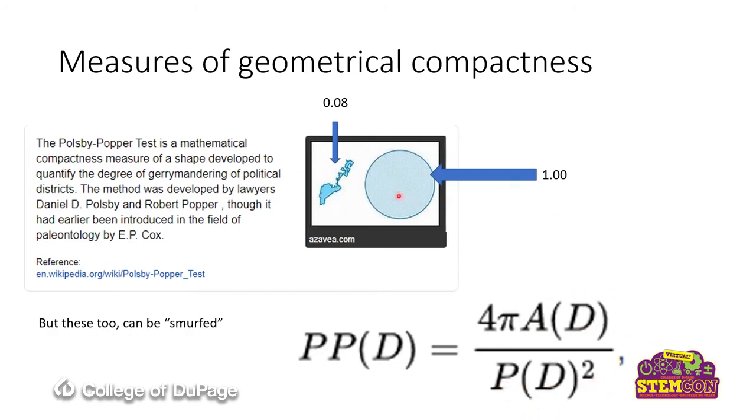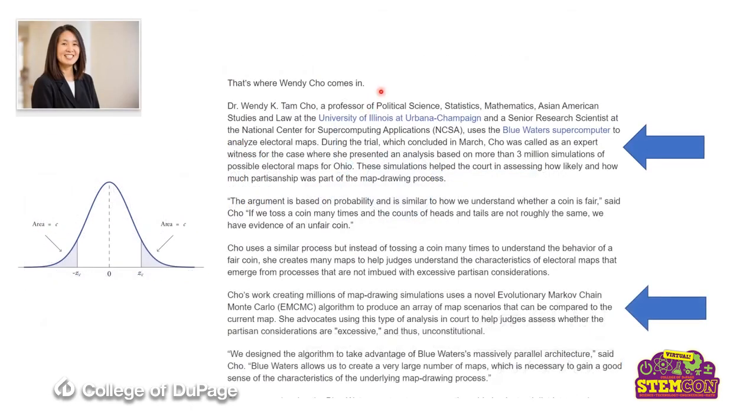And this is 1 if it's a circle, and this little thing that looks like a toilet brush has a measure of 0.08. This is better than this. But these two can be smurfed, and that gives rise to research currently happening at the University of Illinois.